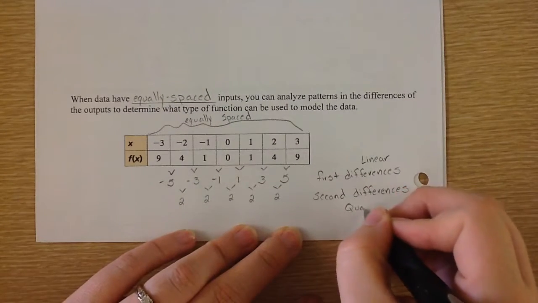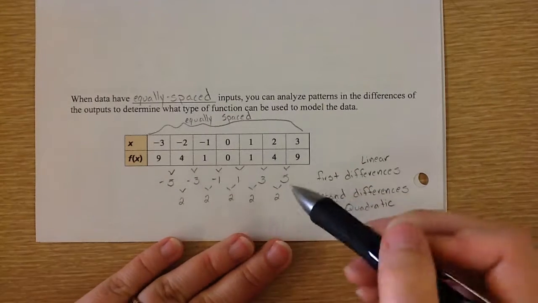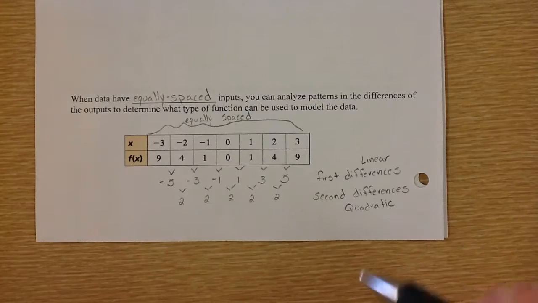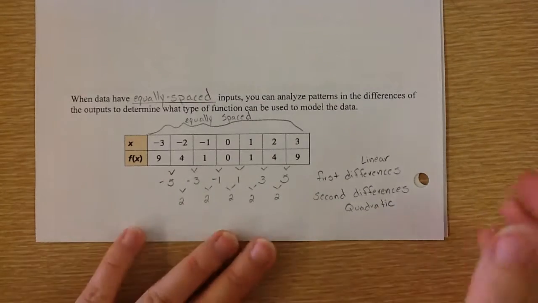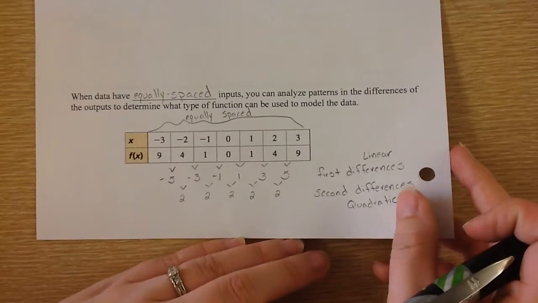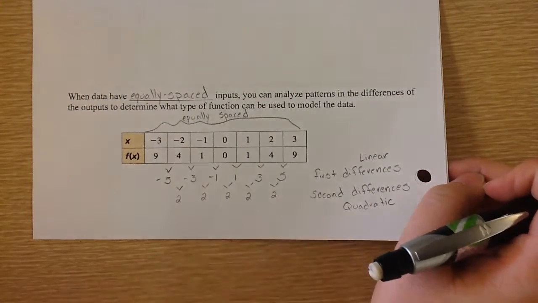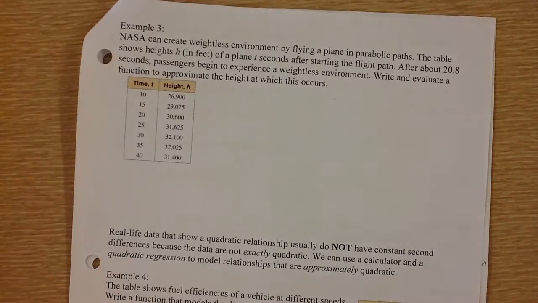So since they are all the same, I know if I was to plot these points, they would fit a quadratic model, or a parabola. Okay, they would fit that quadratic model. So we always want to look at those differences to see what type of model. Is it going to be linear? Is it going to be quadratic? It might not be either. Okay, so let's go ahead and look at an example here.